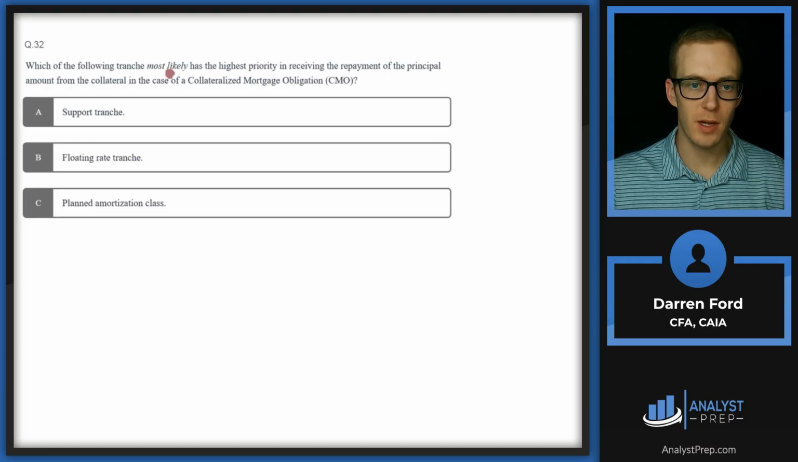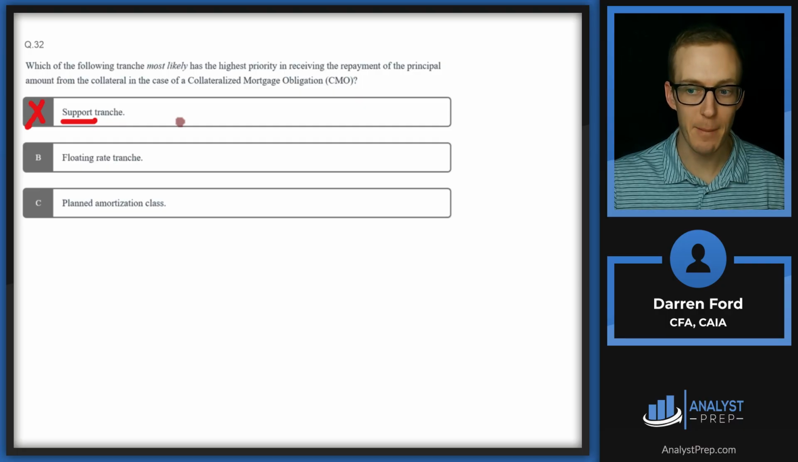Which of the following tranches most likely has the highest priority in receiving the repayment of the principal amount from the collateral in the case of a collateralized mortgage obligation? Is it going to be a support tranche, a floating rate tranche, or planned amortization class? For a support tranche, this is not going to be our answer, since this is generally given by the name. It's going to be supporting certain tranches within the capital stack.